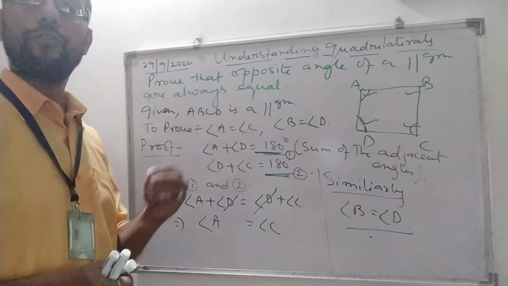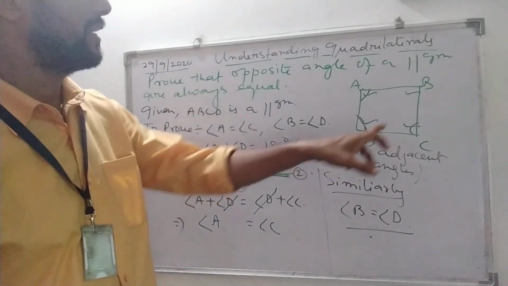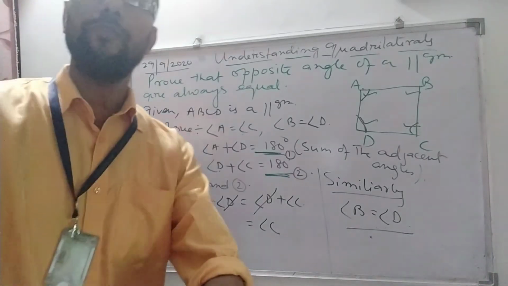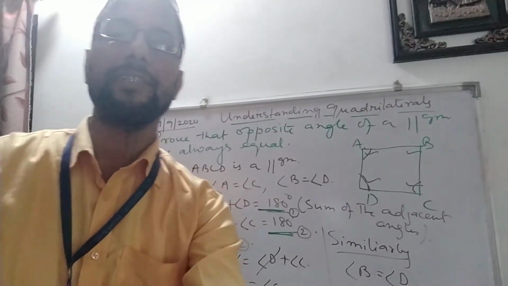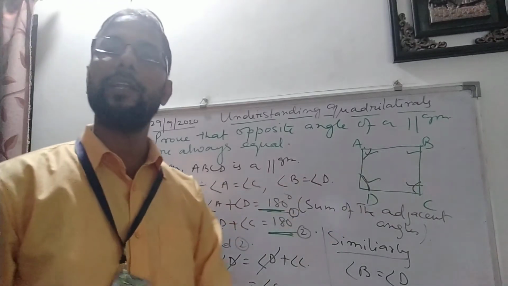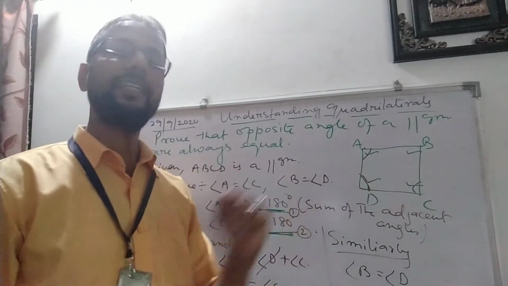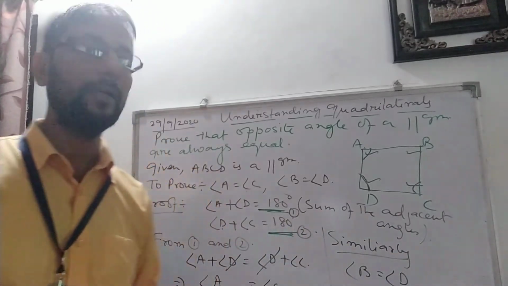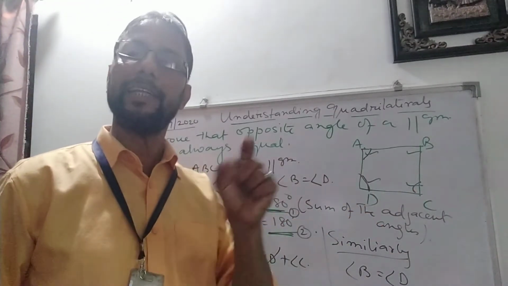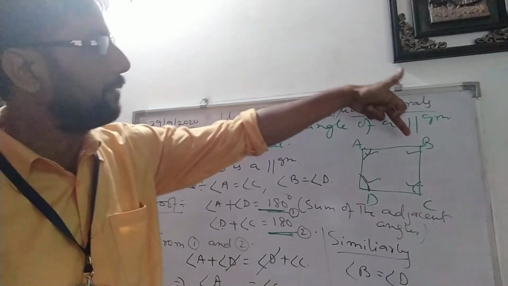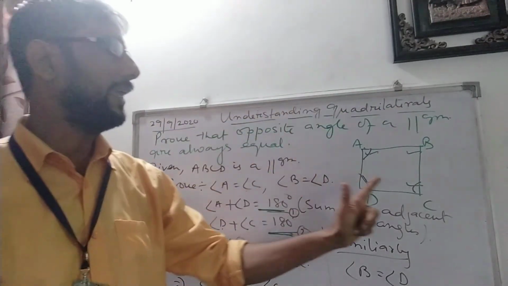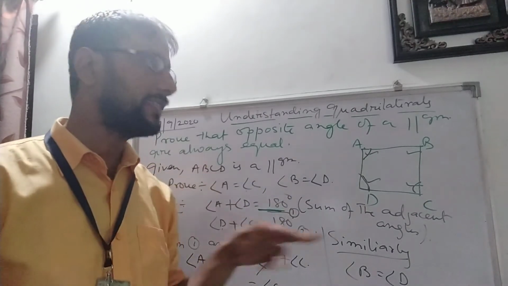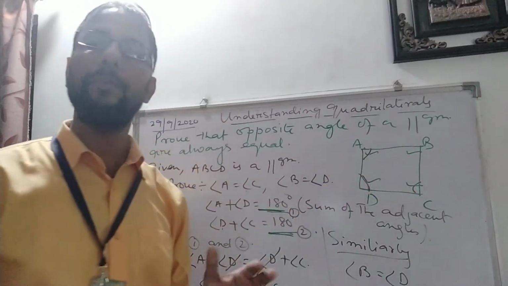For that case we can take like this: angle B plus angle C is equal to 180 degree, and angle C plus angle D is equal to 180 degree. In that case we can make both equal. Angle C is the common one, so angle C can be cancelled. Ultimately angle B and angle D will be equal.